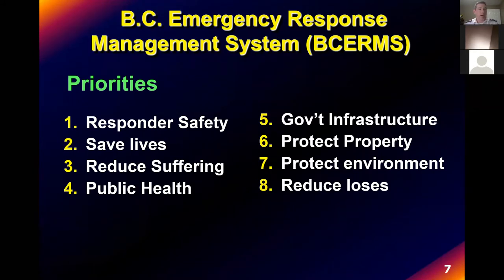Number two is to save lives, and that's lives of others other than the responders. Number three, we want to reduce suffering. Number four, we want to look at public health. Number five would be government infrastructure. Number six, we want to protect property and protect the environment. And then we're looking to reduce losses. All right, so these are in the order that they need to be considered as far as our priorities go.